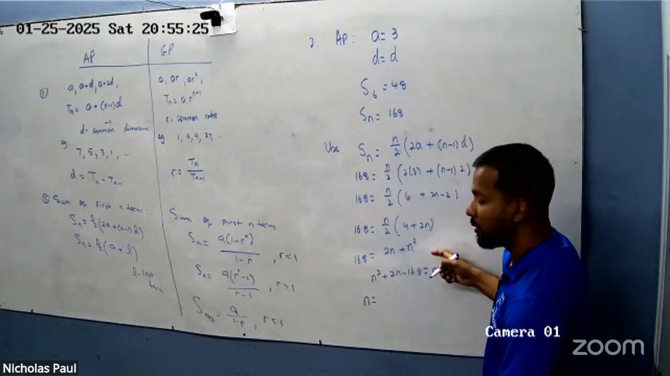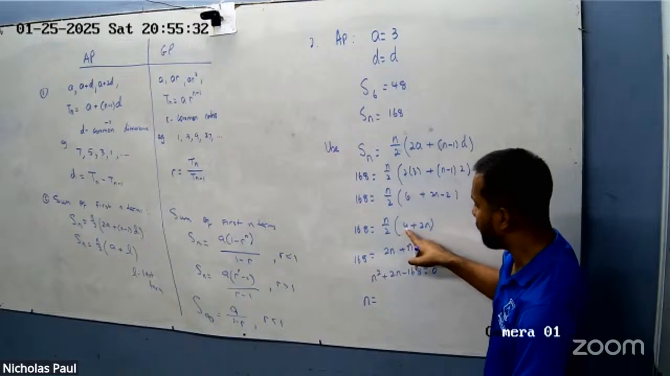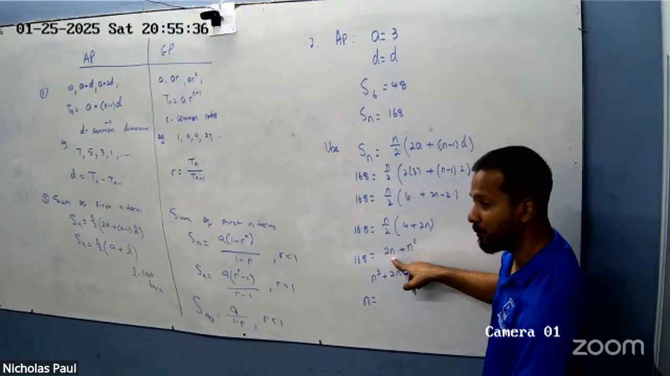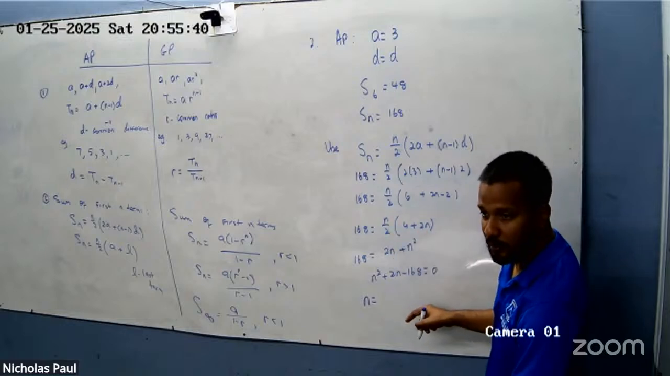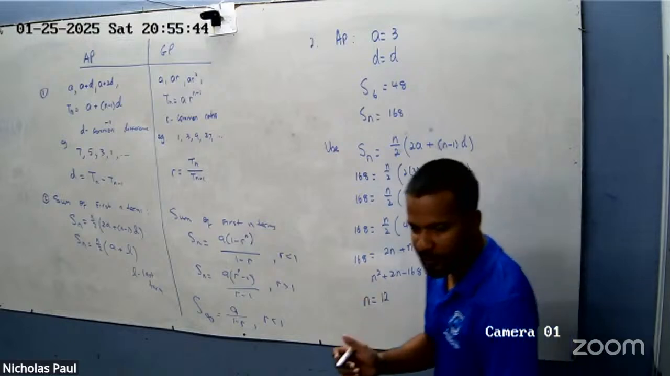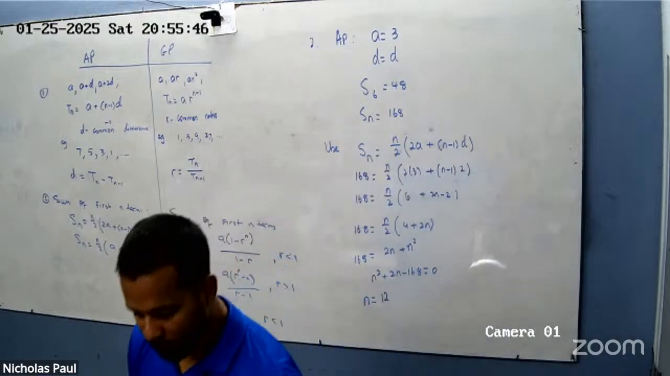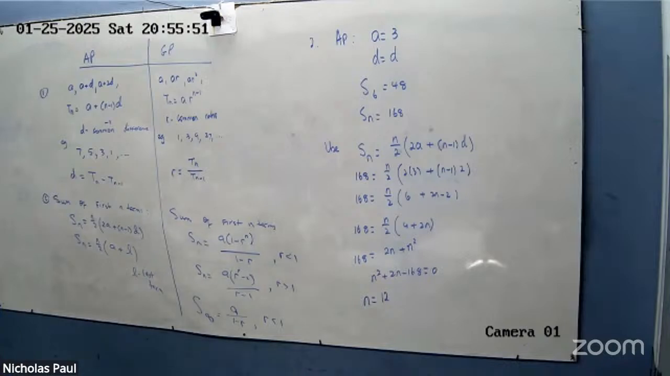Here, I just bring 168 across and I get a quadratic. I multiply it out. 2 into 4 is what? 2, right? 2 by n is 2n. 2 by 2 cancel, n by n is n squared. Right, 12, ignoring negative 14. Copy it down, let's go again.